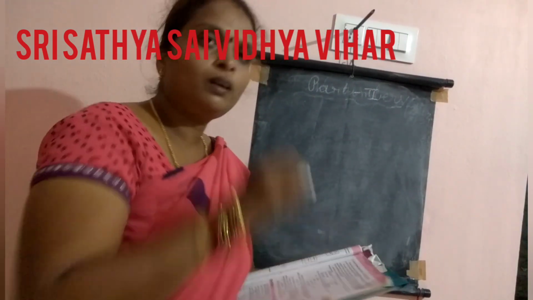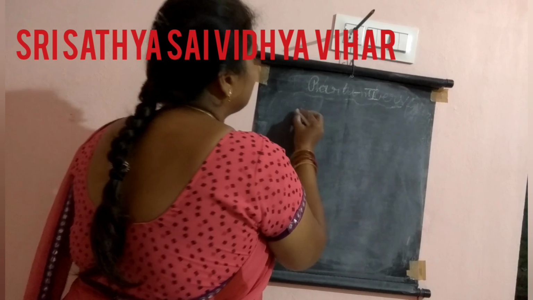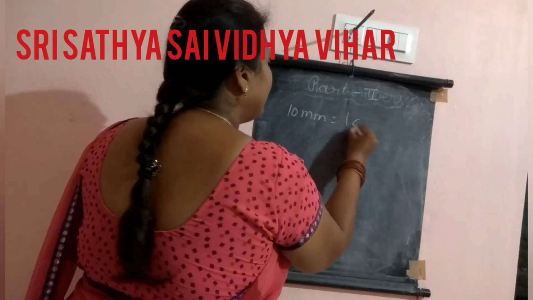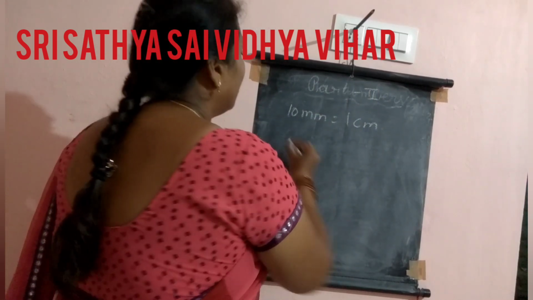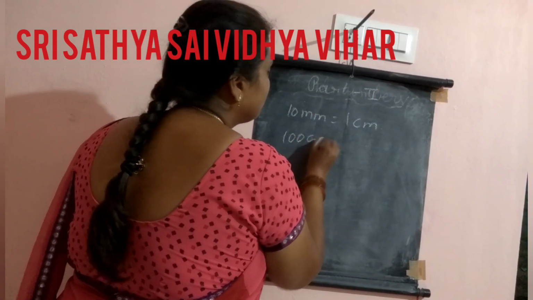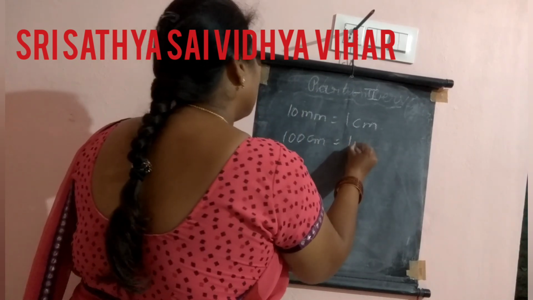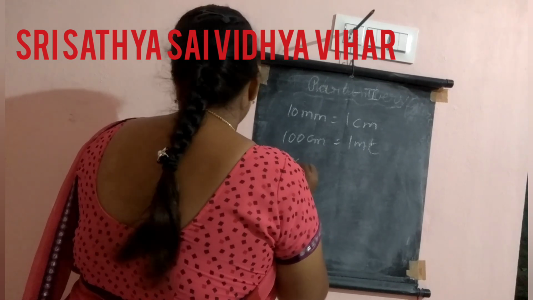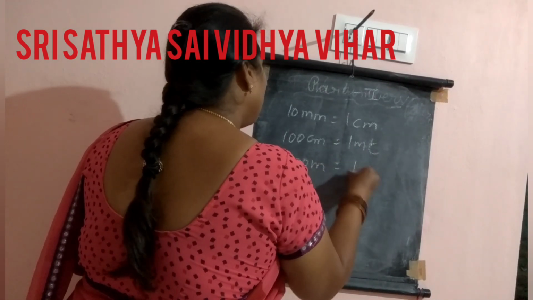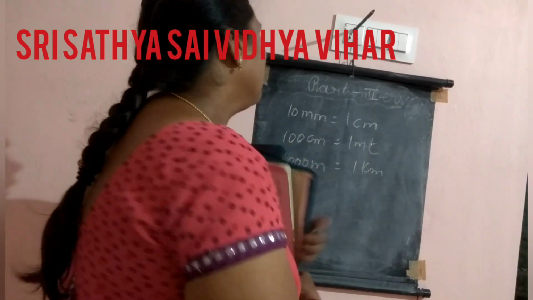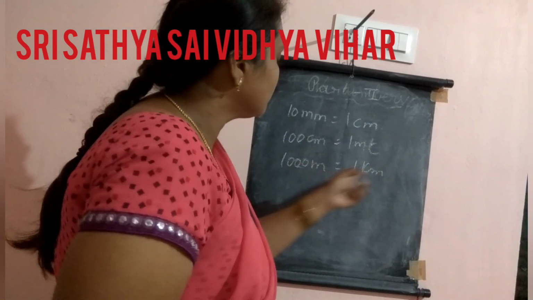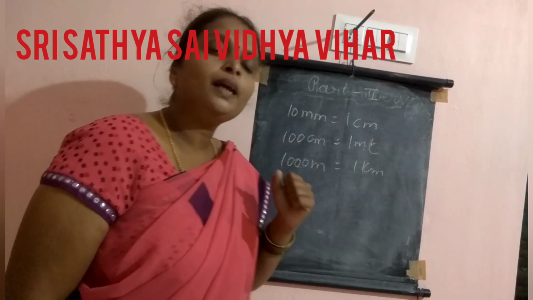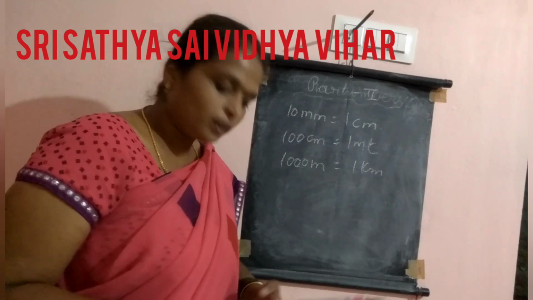10 millimeters equal to 1 centimeter. Next, 100 centimeters equal to 1 meter. 1000 meters equal to 1 kilometer. You already know: 1 meter equal to 100 centimeters, 1 kilometer equal to 1000 meters, 1 centimeter equal to 10 millimeters. Okay, you have to learn by heart for the bits.